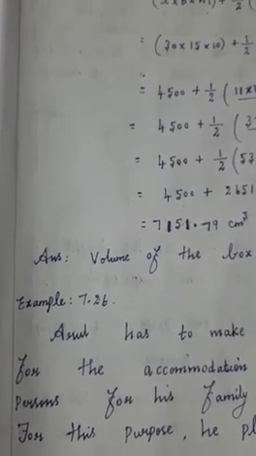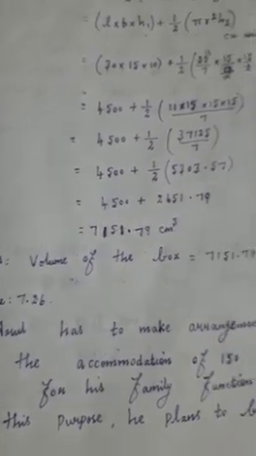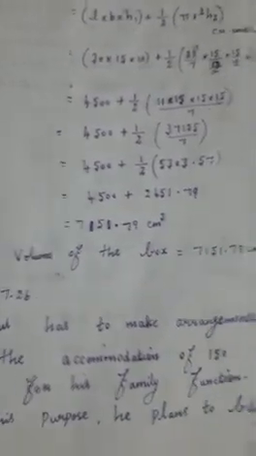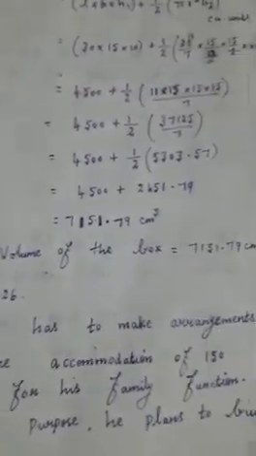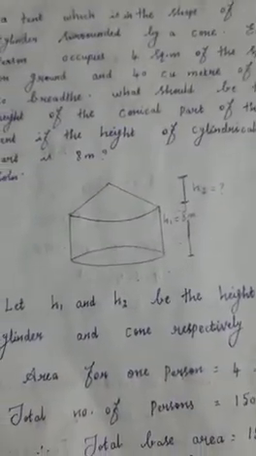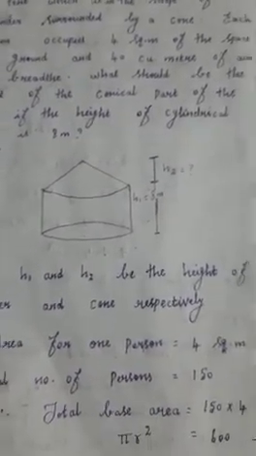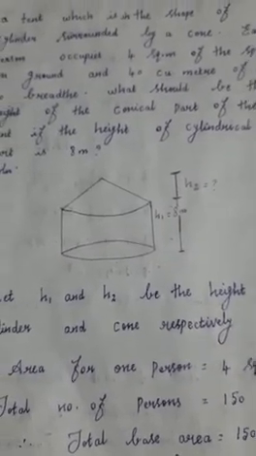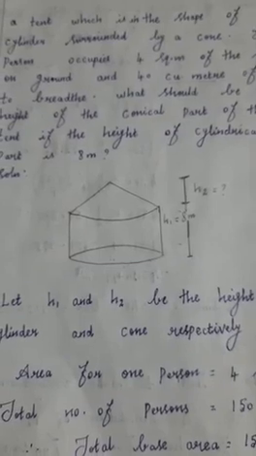Now let us see example 7.26. Aral has to make arrangements for the accommodation of 150 persons for his family function. For this purpose, he plans to build a tent which is in the shape of a cylinder surrounded by a cone. Each person occupies 4 square meter of the space on ground and 40 cubic meter of air to breathe.